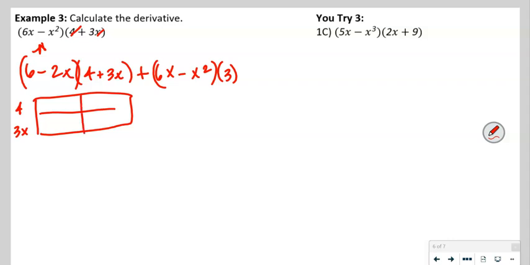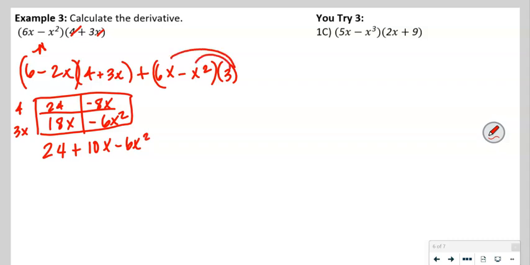So that would be 6 times 4 is 24. That's going to be negative 8x. This is going to be 18x, and that's going to be negative 6x squared, right? So this is going to end up being 24 plus 10x minus 6x squared, right? This one we're just going to distribute it to both, right? So that's going to be plus 18x minus 3x squared, right?